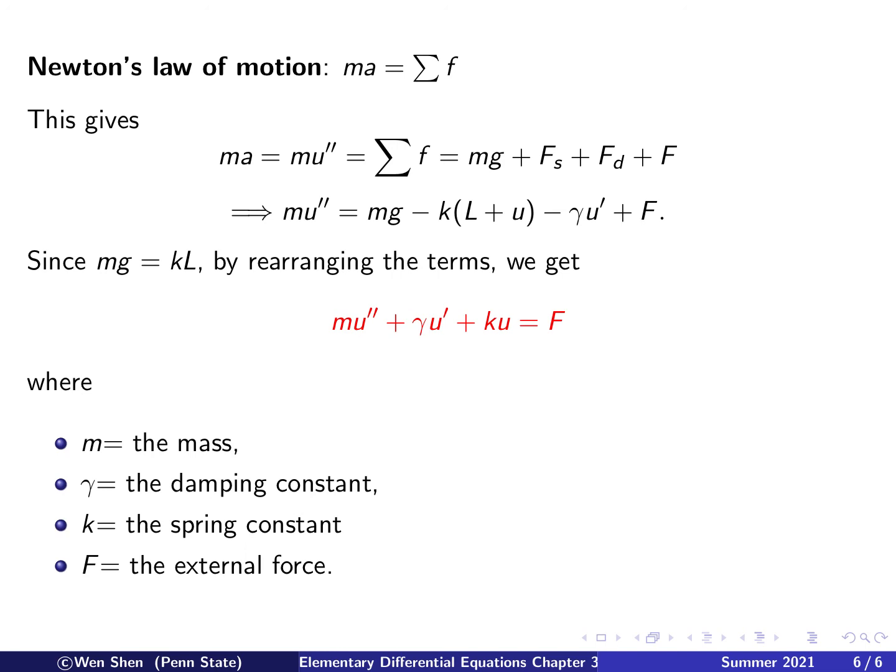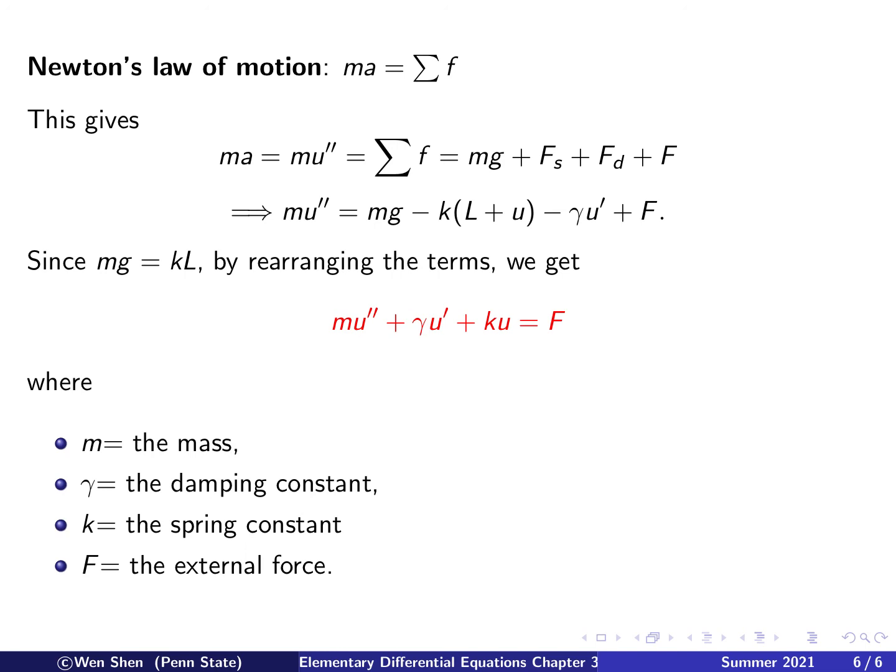Okay, and then you can move all the terms containing the unknown u to the left-hand side. So I will get m u double prime, and then negative ku moves to the left, becoming positive ku, and then negative gamma u prime moves to the left, becoming positive gamma u prime, and then that equals what remains on the right hand side, and that's the external force term. I put this equation in red because that's very important. That's the equation we derived, and we'll be studying various solutions of this equation in various cases.